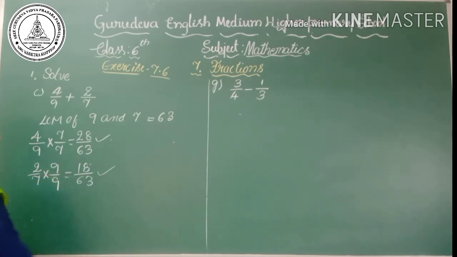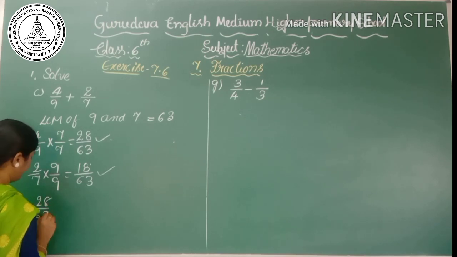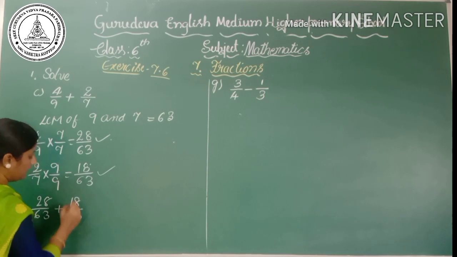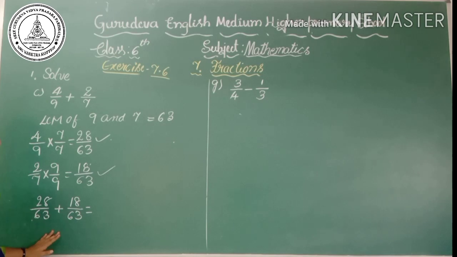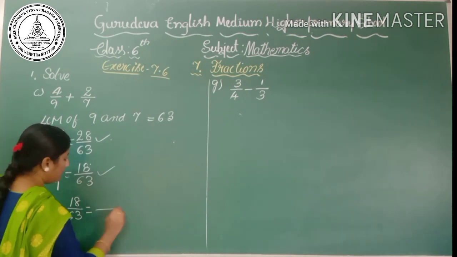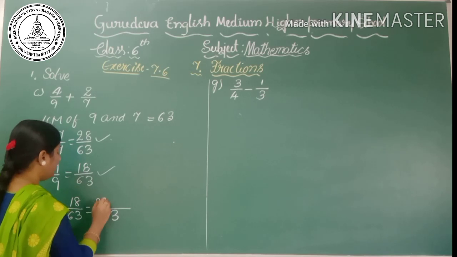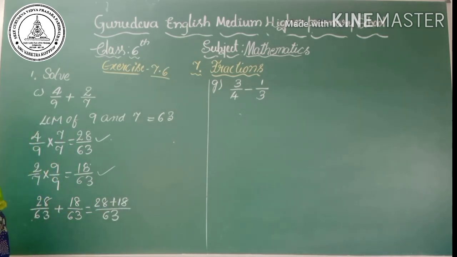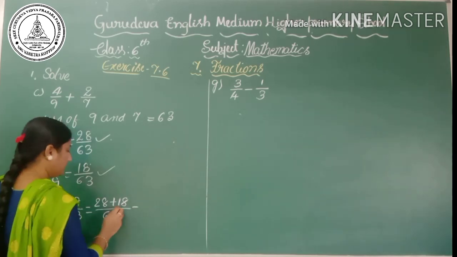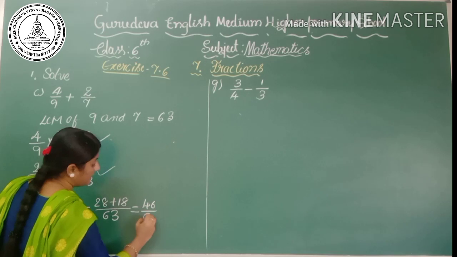Now add here 28 by 63 plus 18 by 63. Now these two fractions are like fractions, so add the numerators and write the denominator as it is. 28 plus 18 equals 46. Right? 46 by 63.